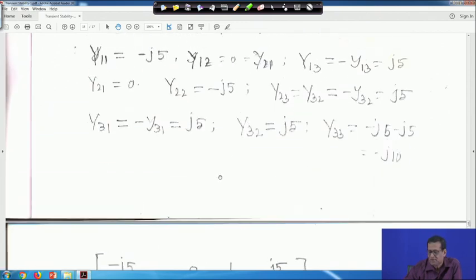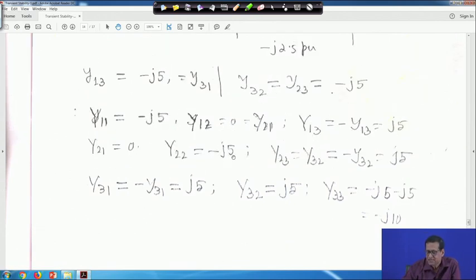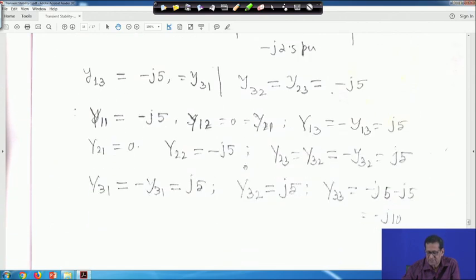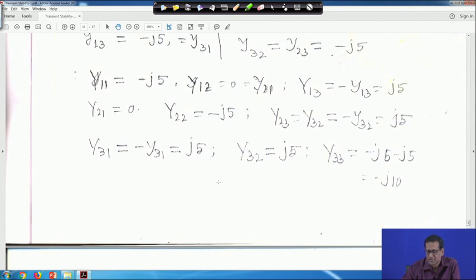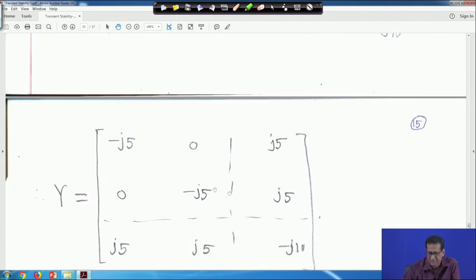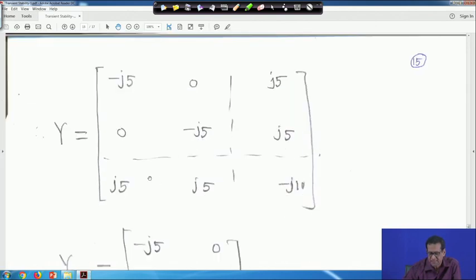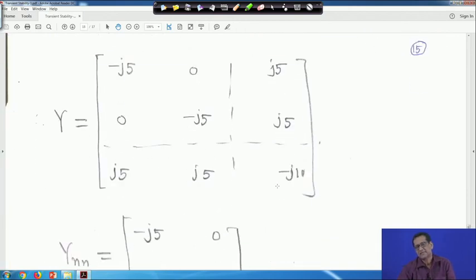Then Y22 is equal to minus j5. Y22 means only these two, minus j2.5 minus j2.5, so that is actually a minus j5. And Y23, which is equal to Y32, capital Y, is equal to minus small y32, which is j5. And last, Y31 is equal to minus small y31, which is j5. Similarly, Y32 is the same as j5, and Y33 is minus j5 minus j5, which is minus j10.